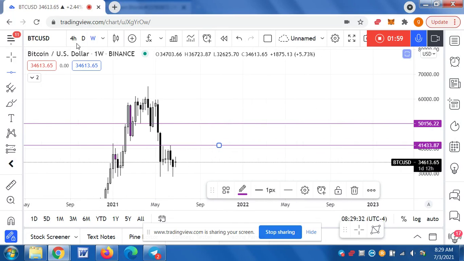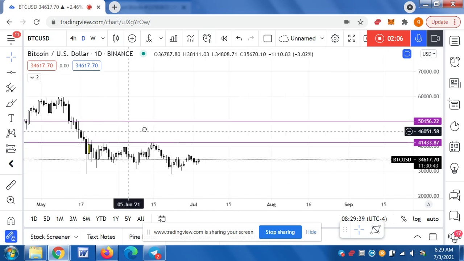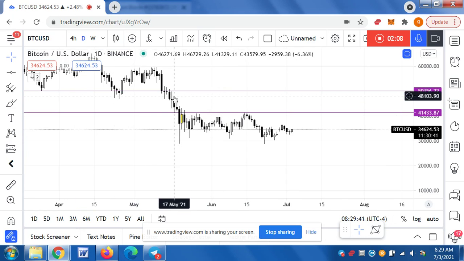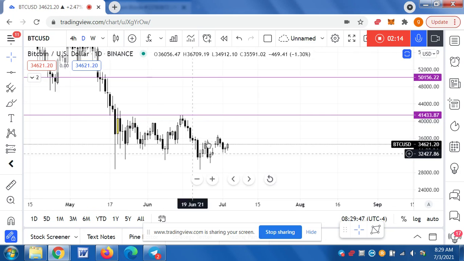So the way that I actually trade ranges, we'll go to the daily here, is I take the first pivot high and pivot low after a volatile move, so up or down. So we'll take the most recent move down and create our range.